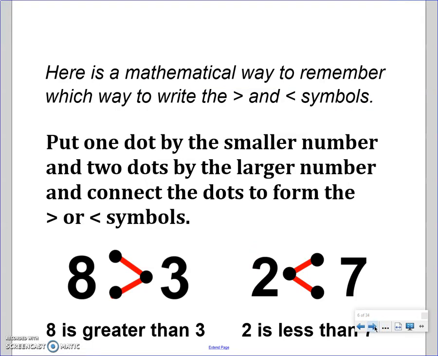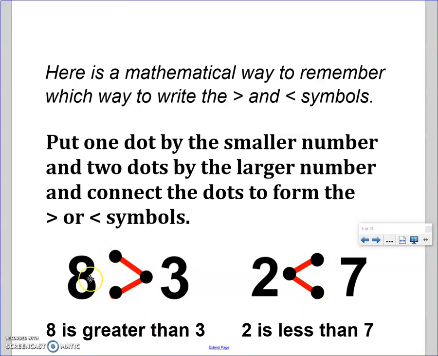We're going to focus today on comparing fractions, I should say, on a number line. You know that when we compare numbers, we use our comparison symbols for greater than or less than. A quick and easy way to make sure that you're drawing your comparison symbols correctly is to put 2 dots by the larger number and 1 dot by the smaller number. When you connect the dots to make your symbol, it will ensure that your greater than or less than symbols are going in the correct direction.